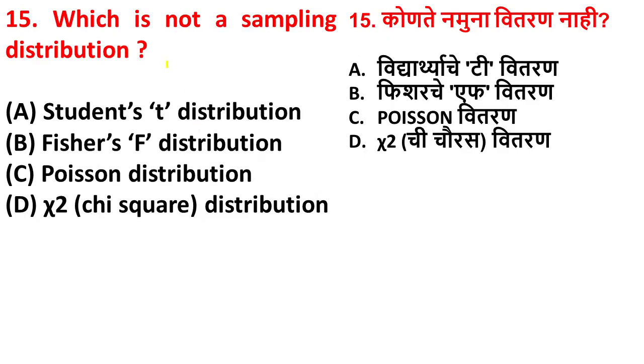Question number 15. Which is not a sampling distribution? Option A, student's T distribution. Option B, Fisher's F distribution. Option C, Poisson distribution. Option D, chi-square distribution. Yes, here the right answer is option C, Poisson distribution. It is not a sampling distribution.